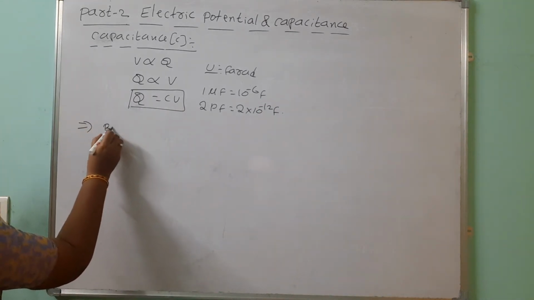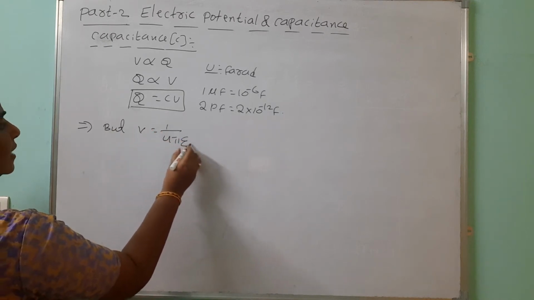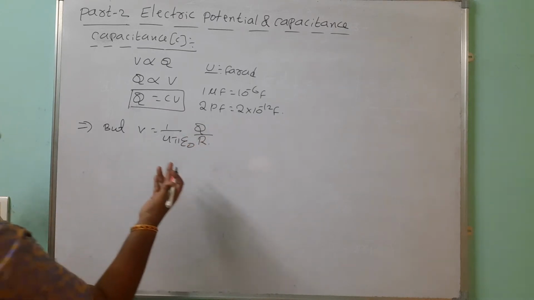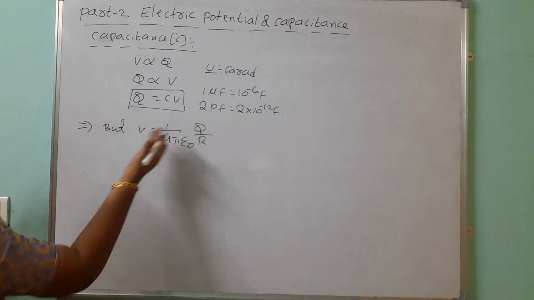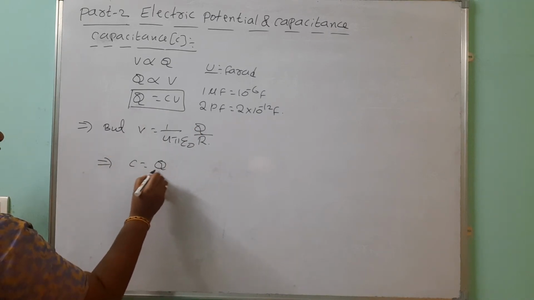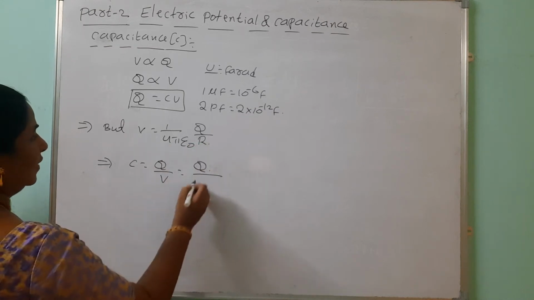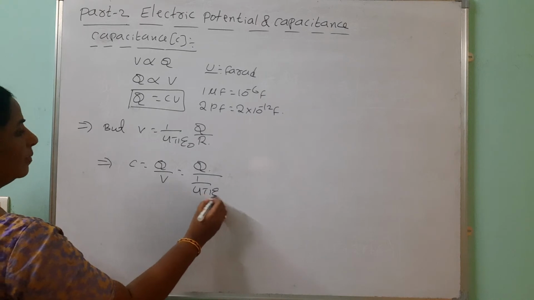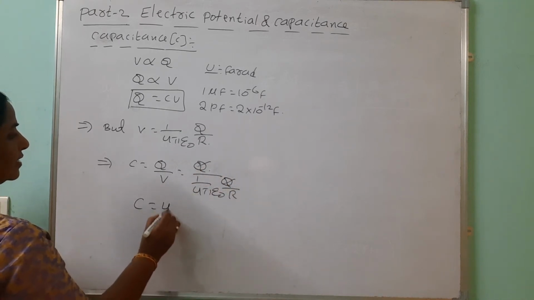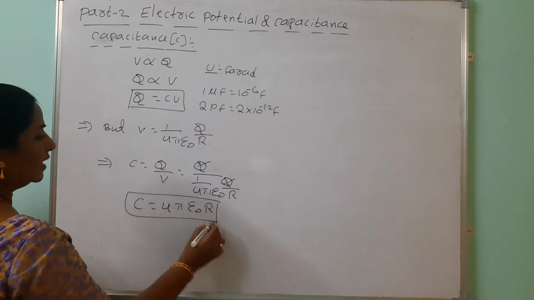But already you know from the previous topic, potential, what is the formula? V equals 1 by 4 pi epsilon naught Q by R. From this, how do we get the expression for capacitance? C equals Q by V. So Q by, instead of V, 1 by 4 pi epsilon naught Q by R. Q cancels. C equals 4 pi epsilon naught into R. This is the formula for capacitance.